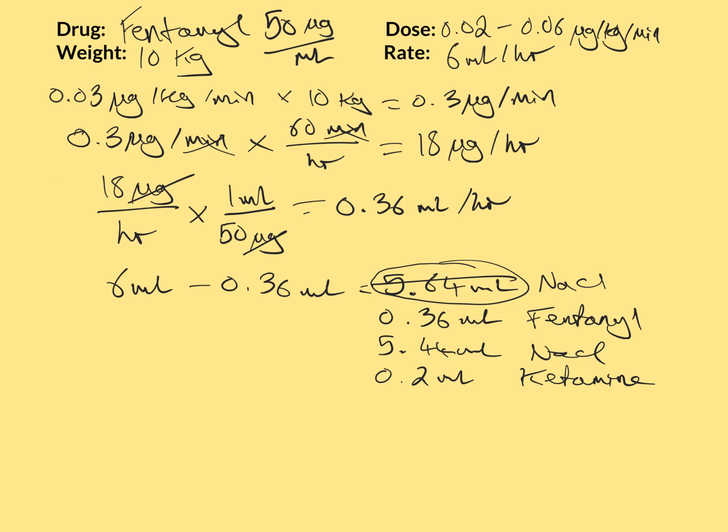And again, you just multiply that out by the size of the syringe you have. So if you've got a 60 ml syringe, we're starting with 6 mils an hour.